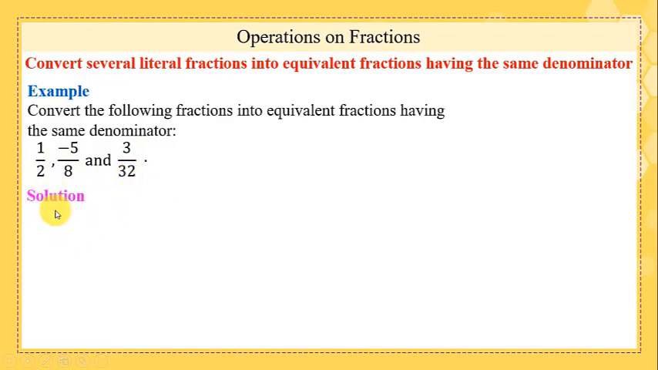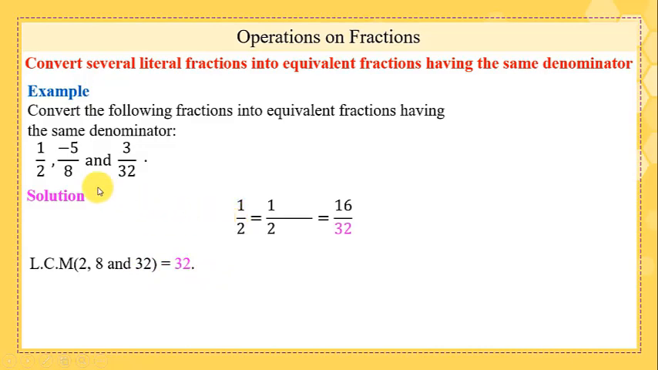Let's see the solution. The LCM of 2, 8 and 32 is equal to 32. So we must change the denominator of each fraction into 32. Then 1 over 2, we must change number 2 into 32, so we will multiply it by 16. Then 1 times 16 is 16, 2 times 16 is 32. And minus 5 over 8. Let's change number 8 into 32. So we will multiply the numerator by 4 and the denominator by 4. Then we will obtain minus 20 over 32.